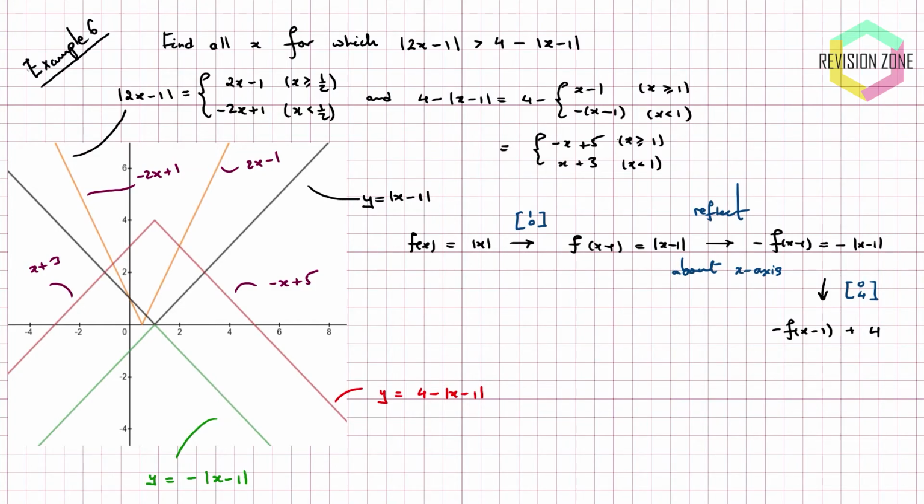And then finally, to get 4 minus the modulus of x minus 1, we just take minus the modulus of x minus 1 and add 4 to it. And that's the same thing as a transformational shift of 4 vertically upwards. So we go from that green graph to that red graph. So that red graph is the thing we're interested in, and of course the orange graph was the other thing we were interested in. So we know that these are our 2 points that we want to solve for.